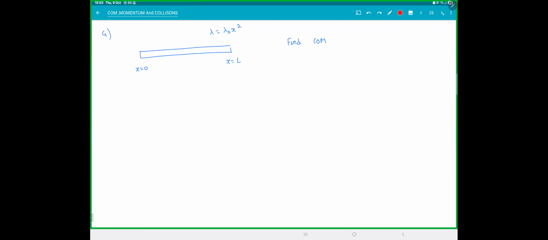Right, Samyak. Right, Shreyansh. Right, Vedika. Again, same story. At a distance x, take a small slice dx. dm will be lambda into dx. But what is lambda? Lambda naught x square dx. Therefore, x center of mass will be integral x dm by integral dm. This will be x into lambda naught x square dx from 0 to L.